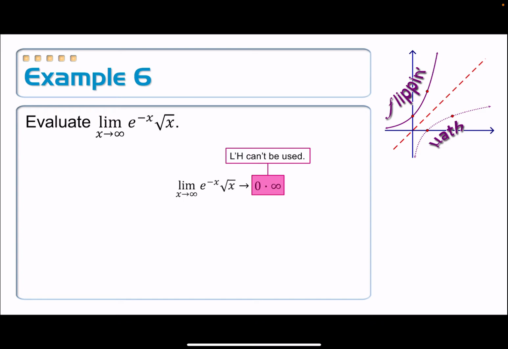Wrong. And the reason why is because infinity, first of all, is not a number. And also these things are functions. Each one of these things are functions. It's just getting really, really small, and this one's getting really, really big. It's not actually 0. It's not actually infinity. So this is an indeterminate form. However, you can't use L'Hopital's rule on it because it's not 0 over 0 or infinity over infinity.